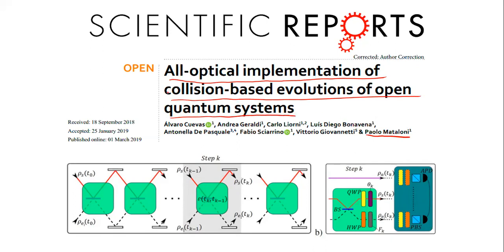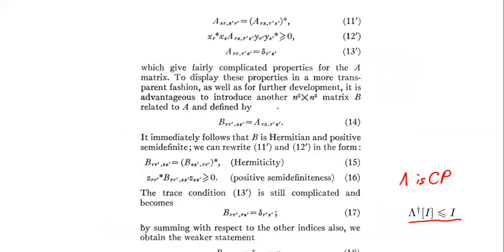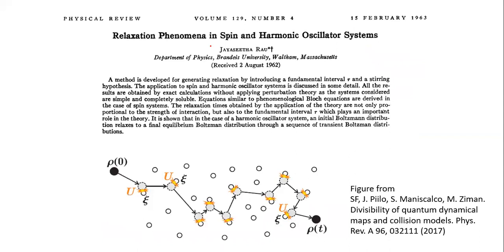Surprisingly enough, the collision model was established by one of the co-authors of the celebrated paper, namely by Professor Rao. And that paper is actually this paper, Relaxation Phenomena in Spin and Harmonic Oscillator Systems, that was published in 1963. So in 2 years, we can celebrate 60 years of this paper that attracts much attention nowadays, because many people are now developing collision models.